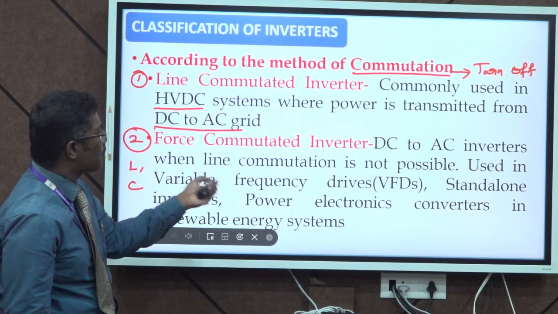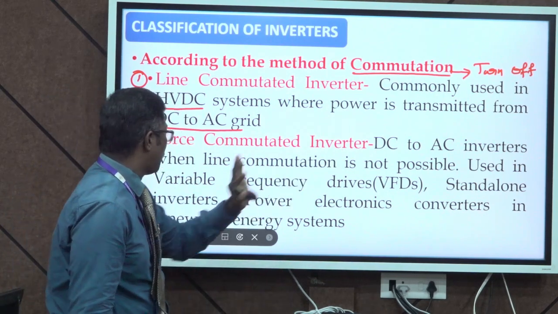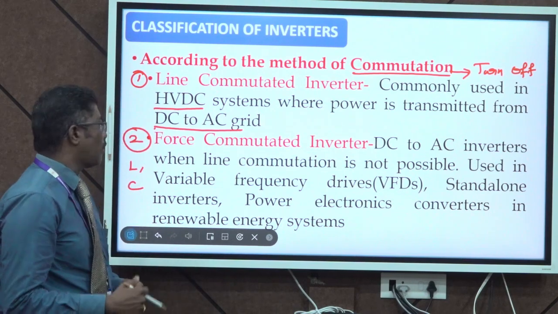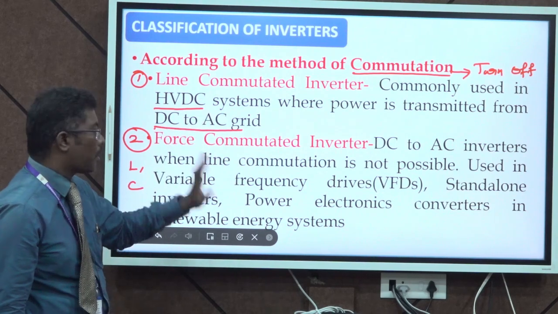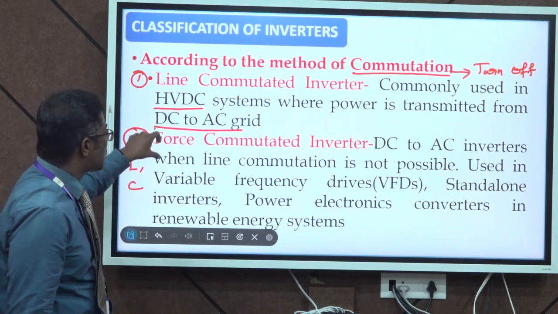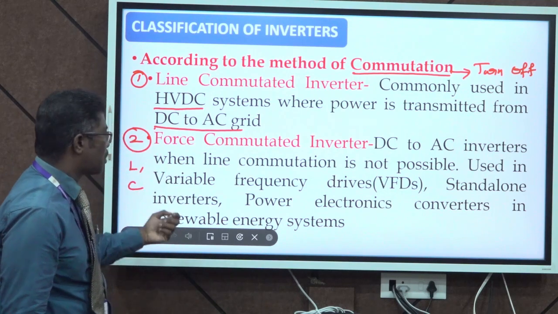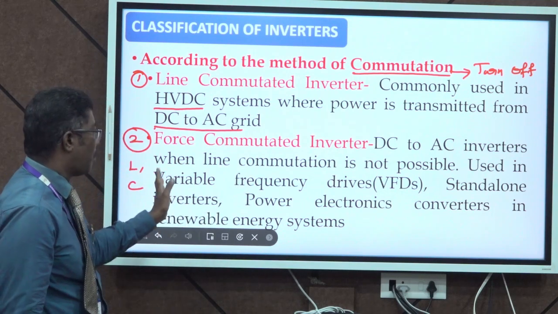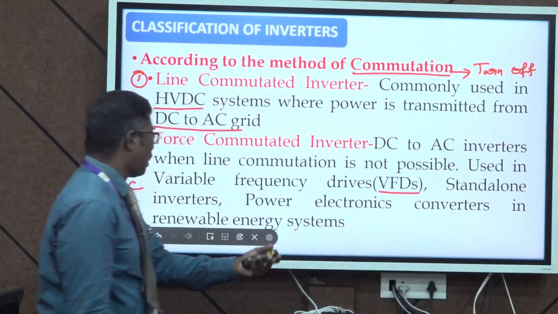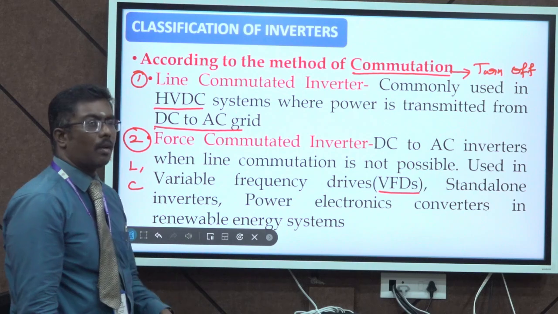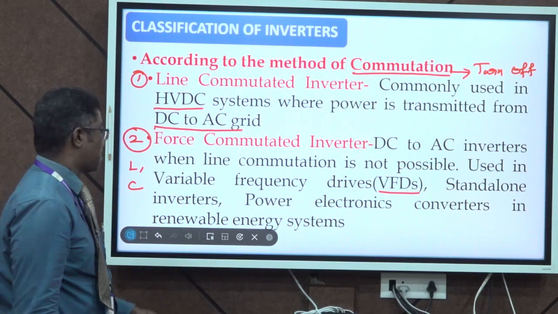The next case is the forced commutated inverter. These are also similar DC to AC inverters, and here we employ the forced commutation technique wherever line commutation is not possible. These types of inverters are generally used in variable frequency drives, represented as VFD, and they may be used in standalone inverters or in power electronic converters used for renewable energy systems.